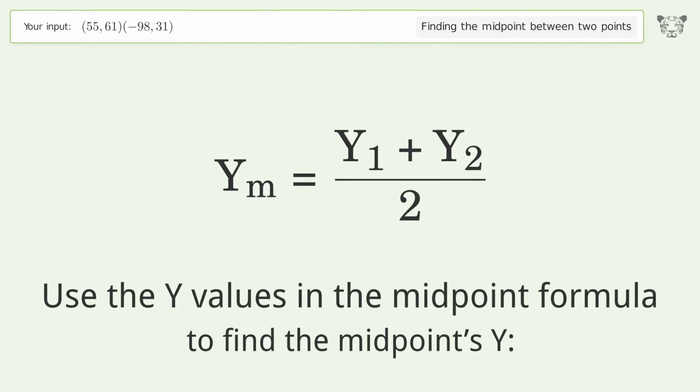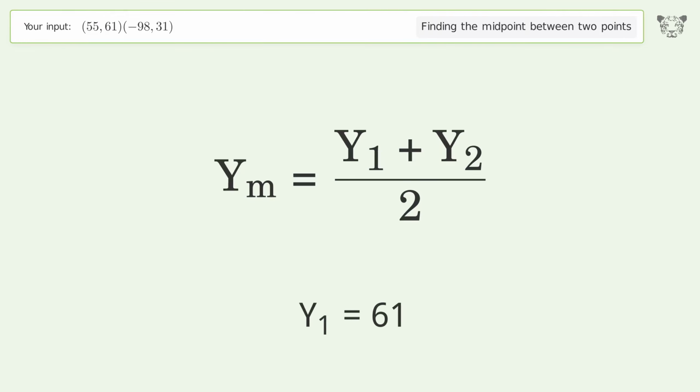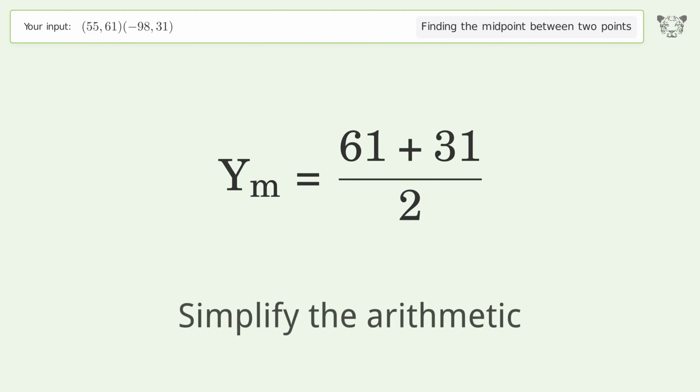Use the y values in the midpoint formula to find the midpoints y. y1 equals 61. y2 equals 31. Simplify the arithmetic.